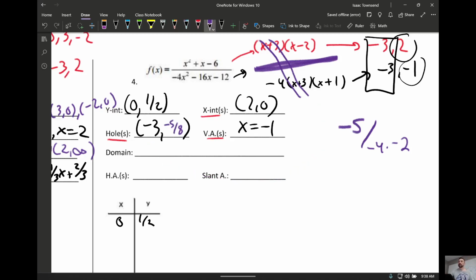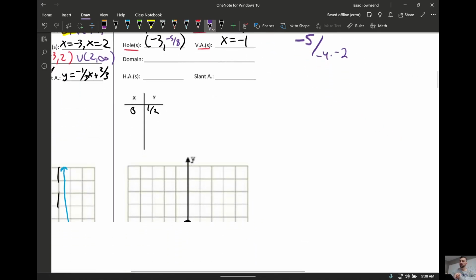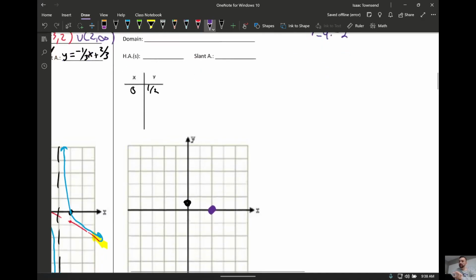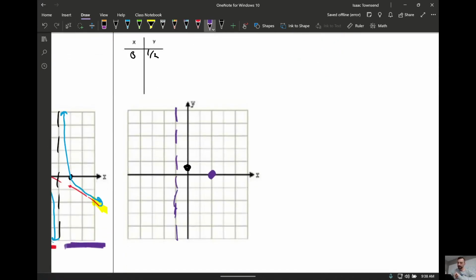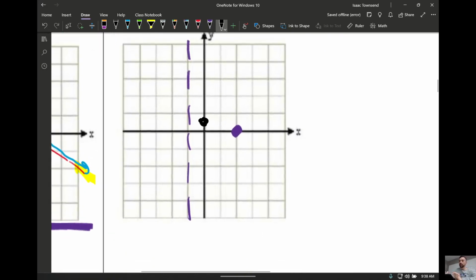Now if we put all of this stuff on our graph, of course 2, 0, x-intercept is just a point. X equals -1 is an asymptote, so dashed line. And you might not think that the hole is very helpful, but it will be. And when we graph it, we need to show it as an open circle. So when x is -3, -5/8 is about right there. So open circle there.